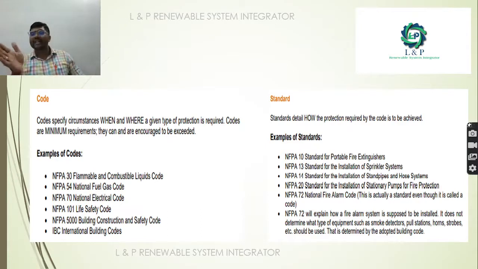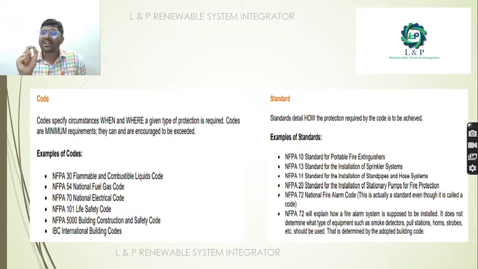There are different standards. For portable fire extinguishers, NFPA 10. For installation of sprinkler systems, we have NFPA 13. For standpipe and hose systems, we have NFPA 14. For installation of stationary pumps for fire protection, we have NFPA 20. For the national fire alarm code, we have NFPA 72. It explains how a fire alarm system is supposed to be installed. It does not determine what type of equipment, such as smoke detector, pull station, horn, strobes, that will be adopted by the building codes, but it will tell how a fire alarm system is supposed to be installed.